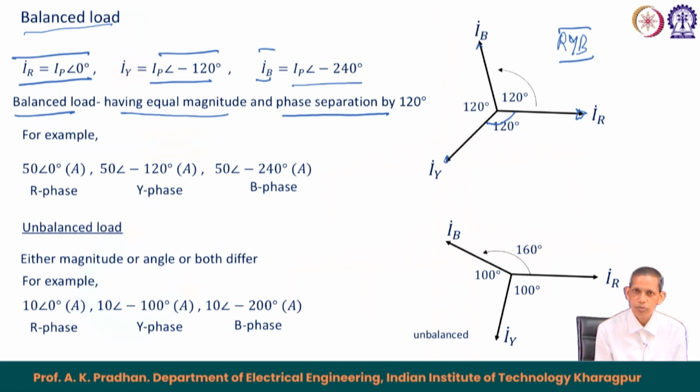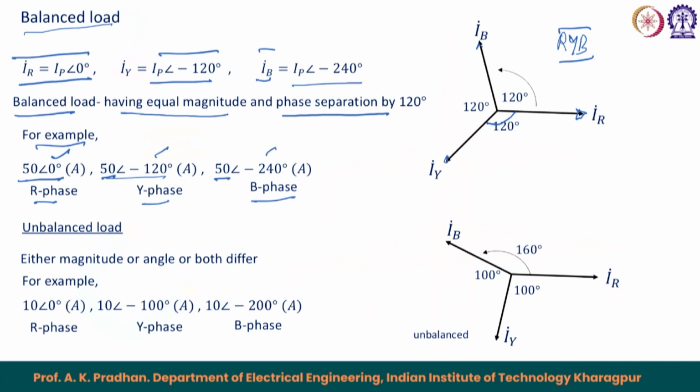Load means current here. So, for example, 50 with an angle of 0 degree ampere in R phase, Y phase 50 with an angle of minus 120 degree ampere, and B phase 50 with an angle of minus 240 degree ampere. So, all have the same magnitude, 50 RMS value, and all have 120 degree separation from each other. So, this is about the balanced load.